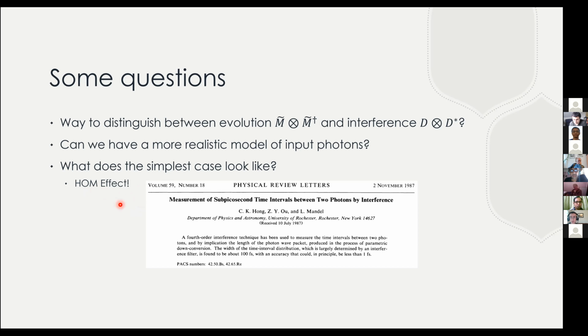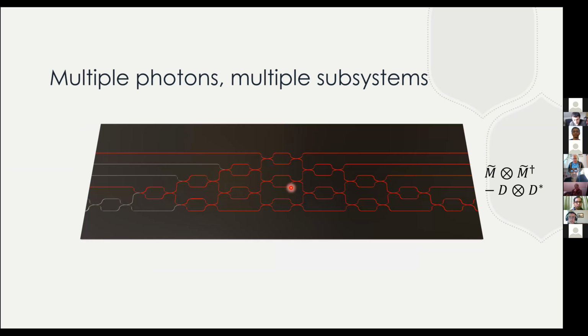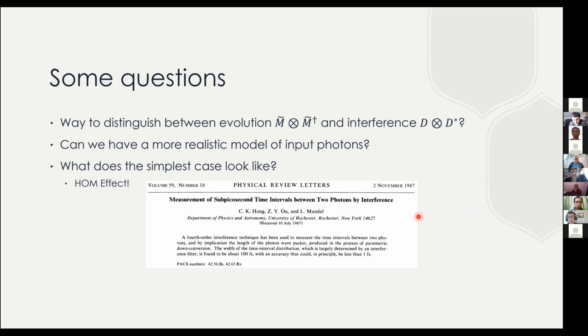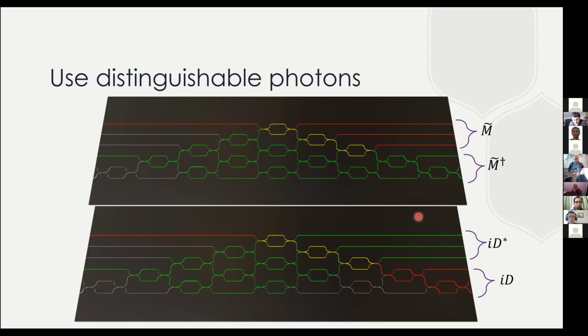But we want to look at this and consider if we can use this to get rid of this D and D star term. So the easiest way to go about that is by considering fully distinguishable photons. And if we use fully distinguishable photons, then we can go back to the idea where if we input a single photon into the forward system, we can post-select on that single photon being an output of the forward system. And similarly, inputting a distinguishable photon into the reverse system, we can post-select on that being output from the reverse system as well.